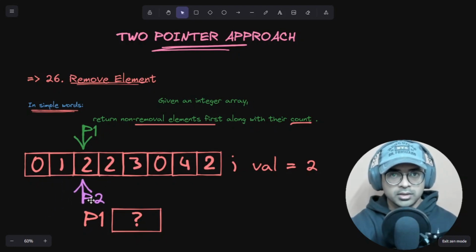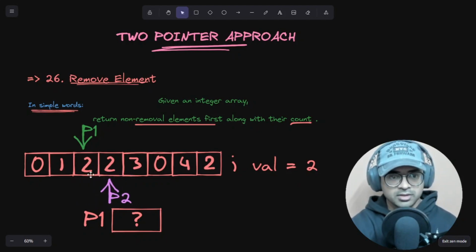Now here the case is different. Previously, in these two elements we found non-removable elements, but here we have found that the element p2 is pointing towards is equal to val. So what we will do is simply ignore it. p2 will move one step forward, and p1 will stay there because we are using it as a reference. Now p2 found 2 again, so it will again ignore it and move one step forward.